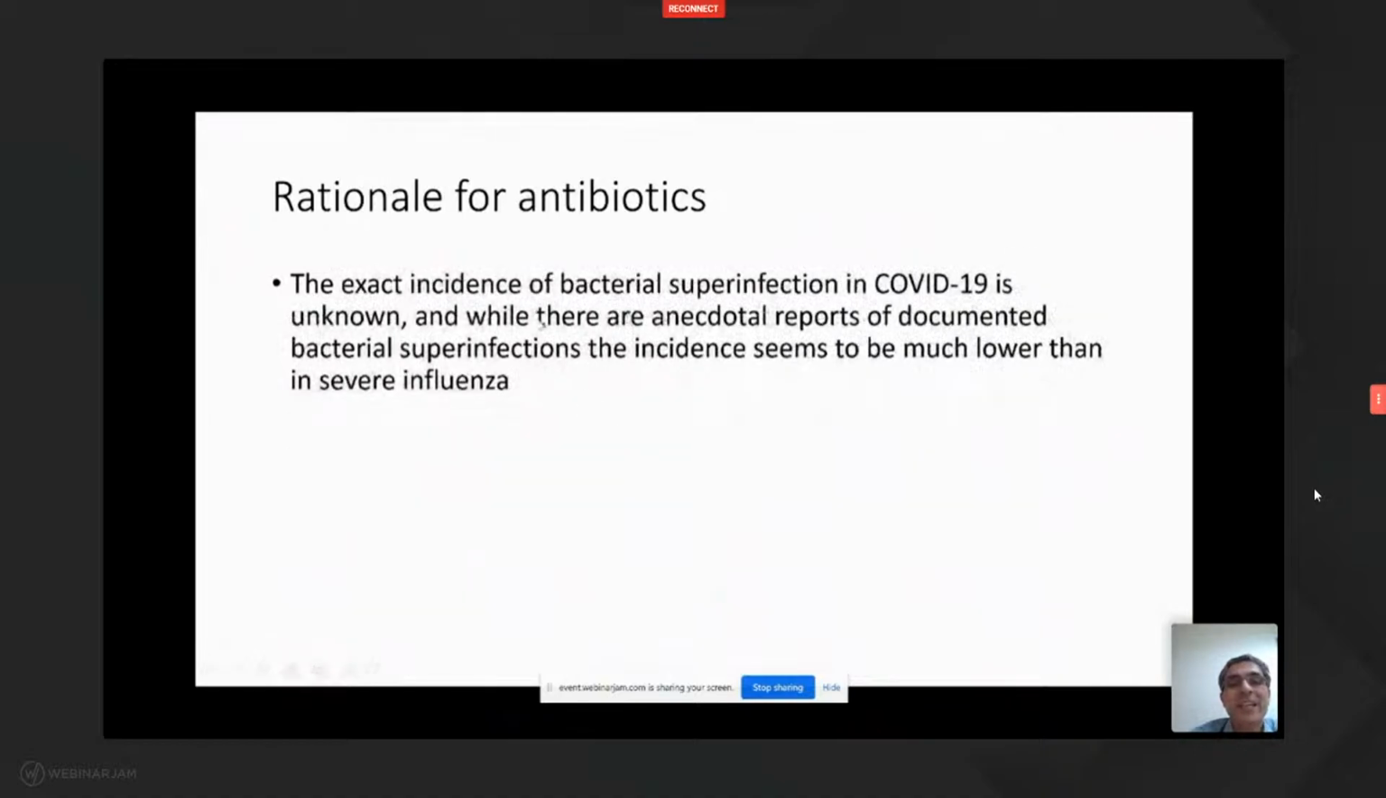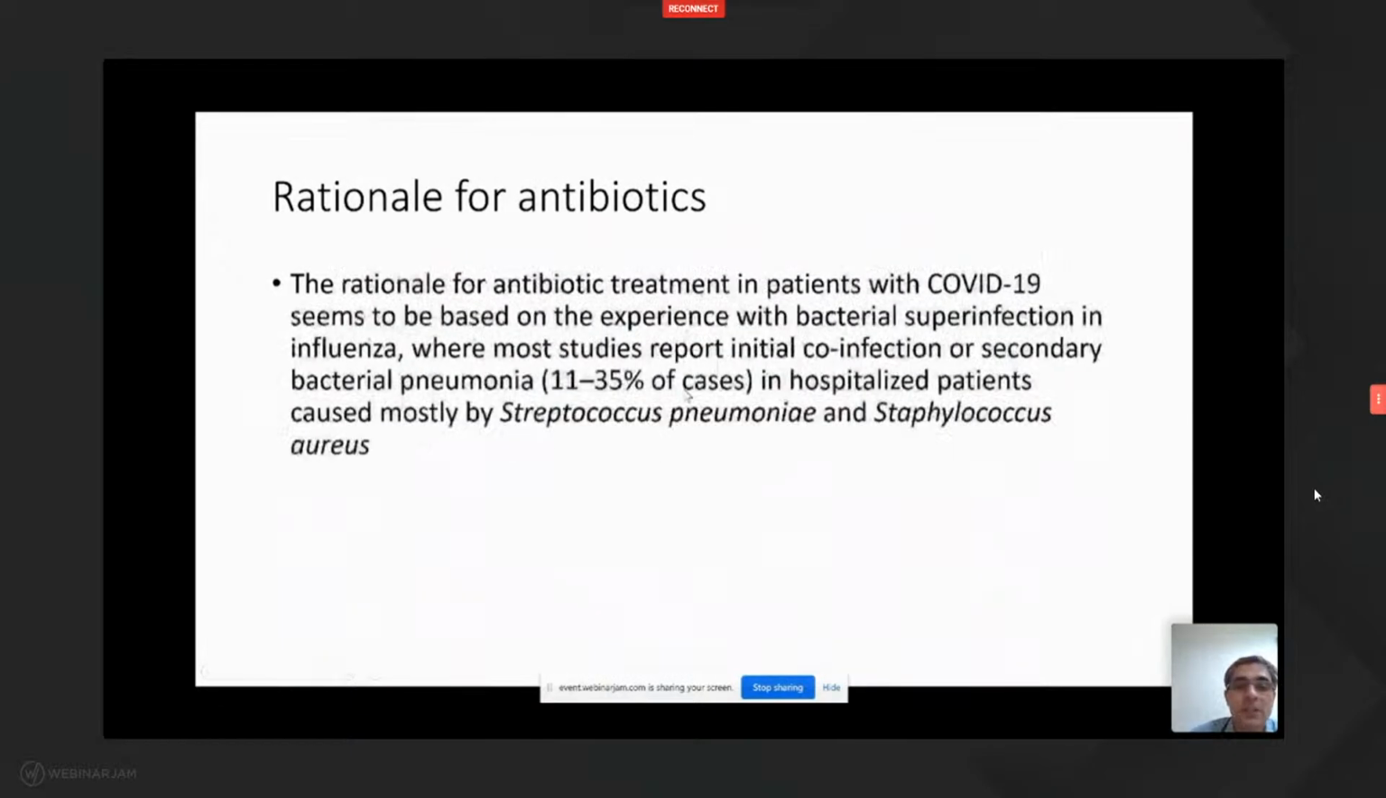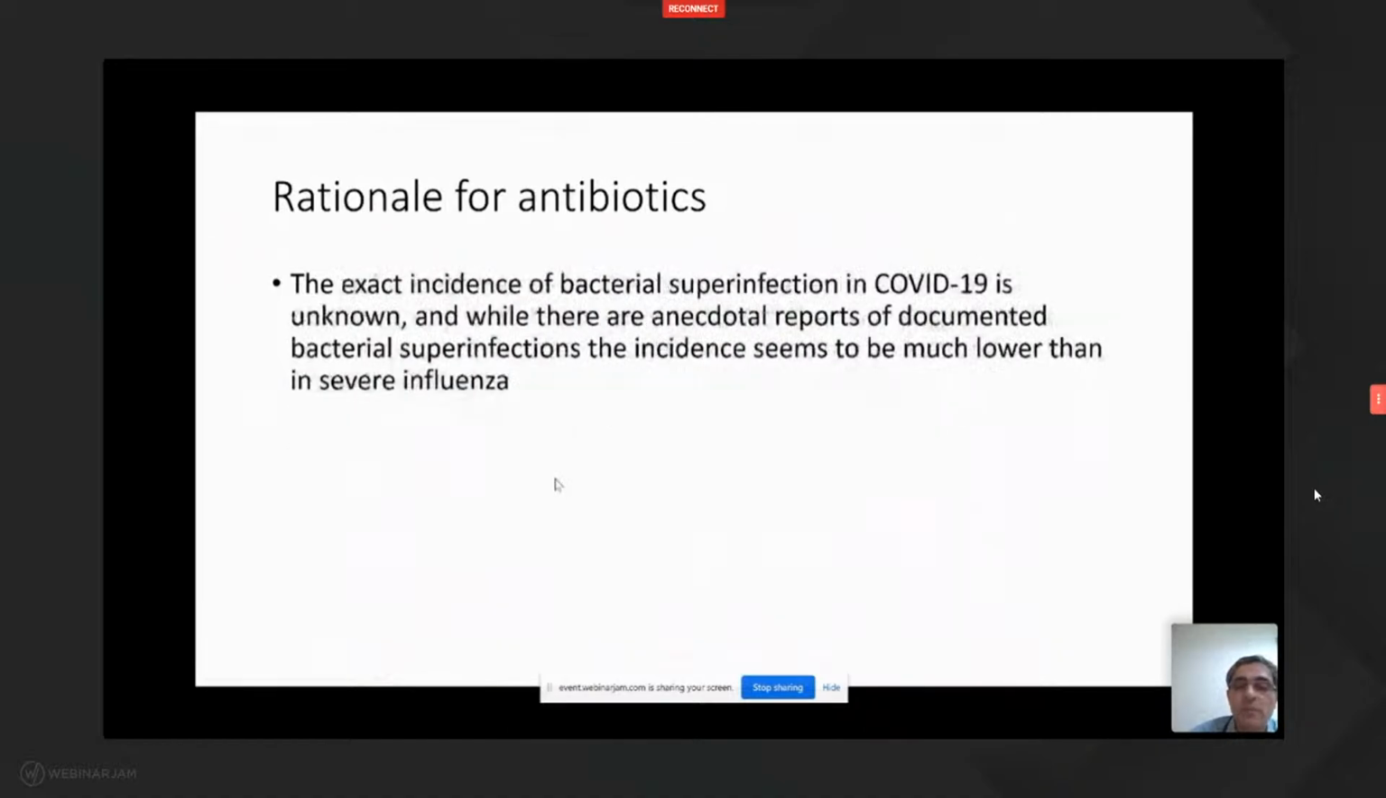Of course, the exact incidence of bacterial superinfection in COVID-19 is unknown. Though there are anecdotal reports of documented bacterial superinfections, the incidence seems to be much lower than that in severe influenza. If you note, the incidence of co-infection or secondary bacterial pneumonia remains at 11 to 35% with influenza.